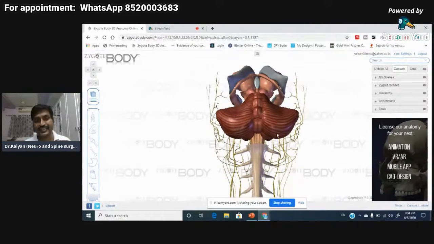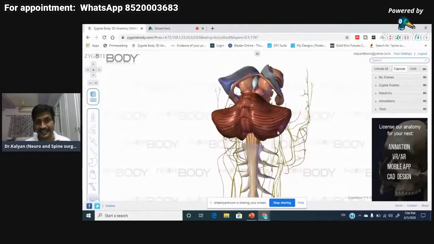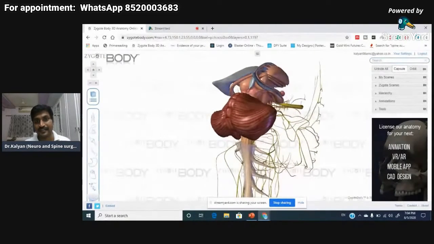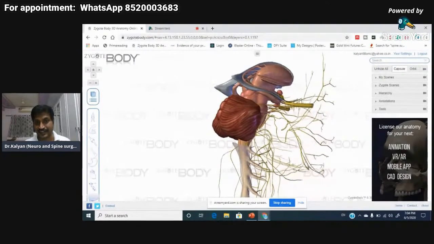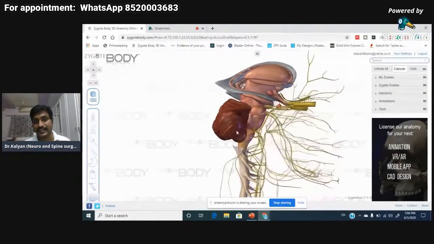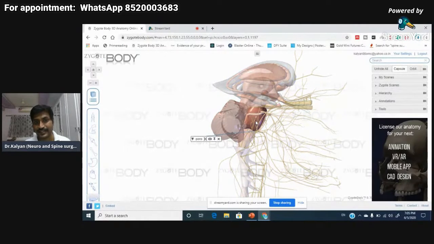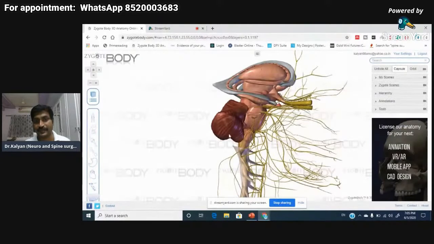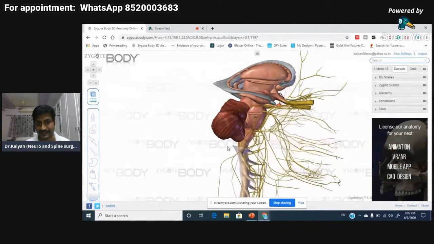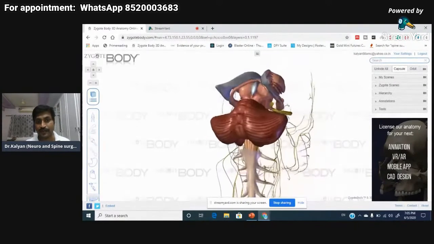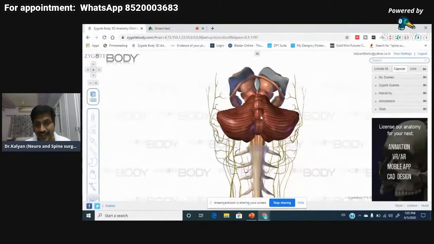Just try to have an orientation. This is the cerebellum. I'm just rotating the entire structure, and this structure is the brainstem. Let me highlight the brainstem. This structure is the brainstem, specifically the pons of the brainstem. So the cerebellum is present behind the brainstem. There's one thing you'll have to remember from this: the cerebellum has horizontal striations. Now let us go back to the PowerPoint.